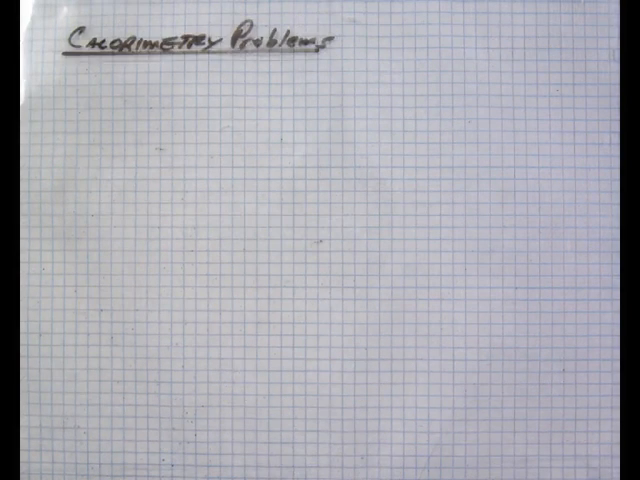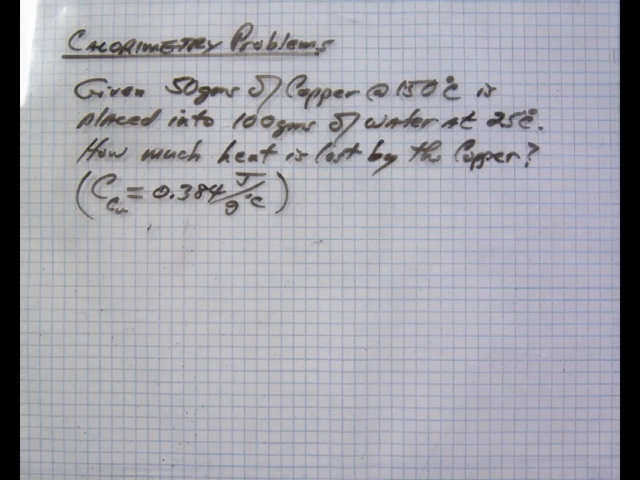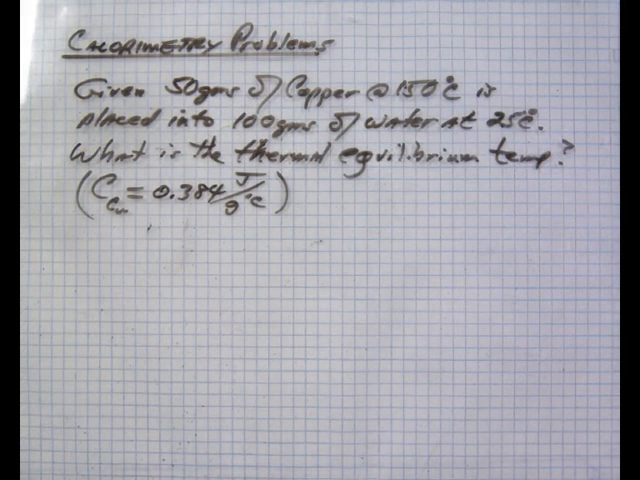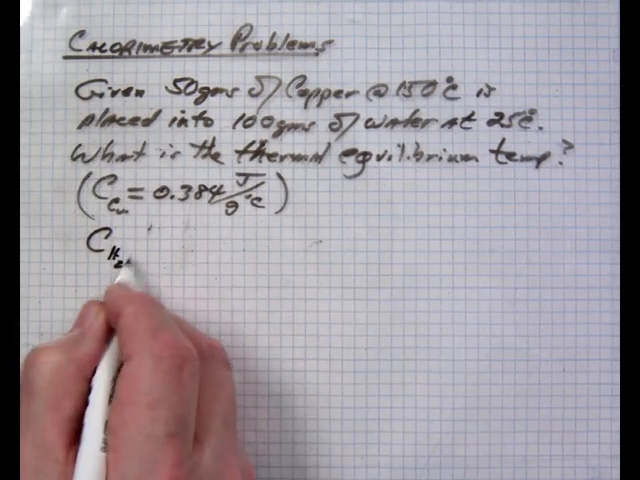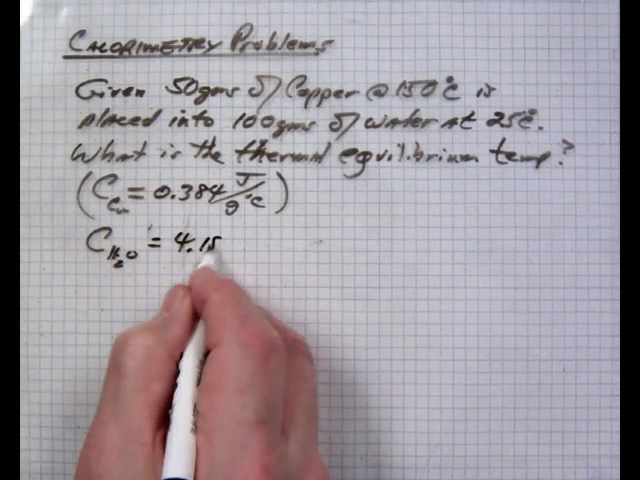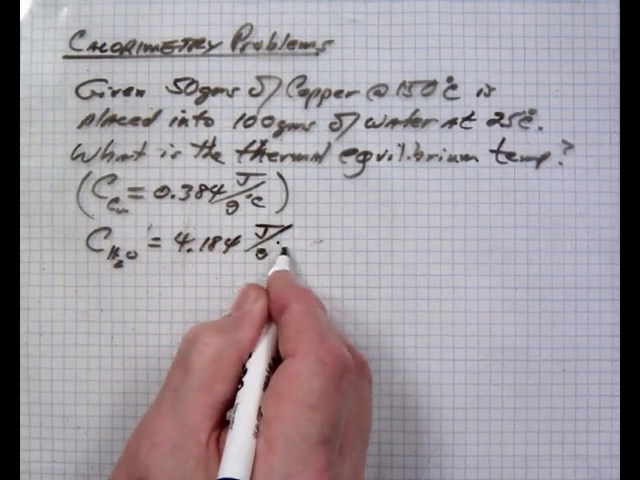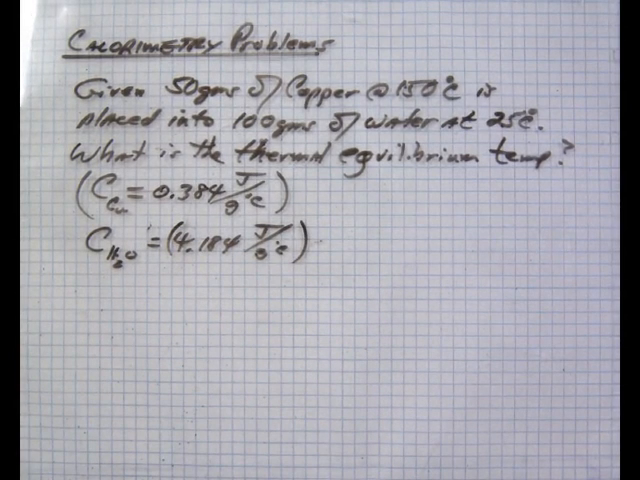So, we're talking calorimetry problems. Okay, a little change in plan here. And we'll use the specific heat of water, which is equal to 4.184 joules per gram degree Celsius.